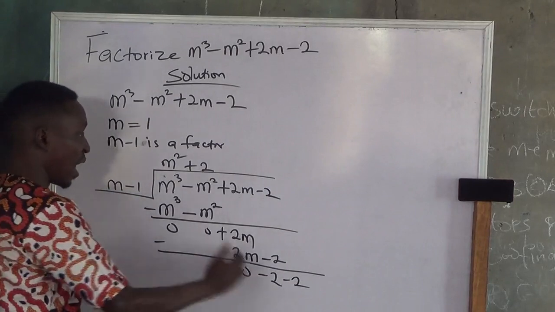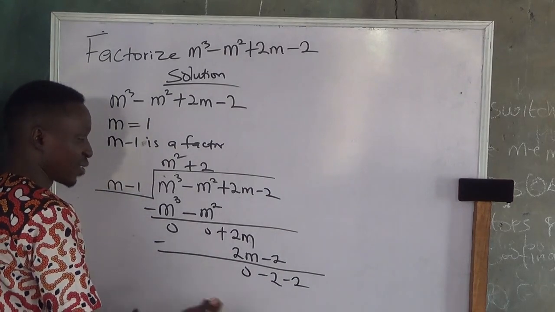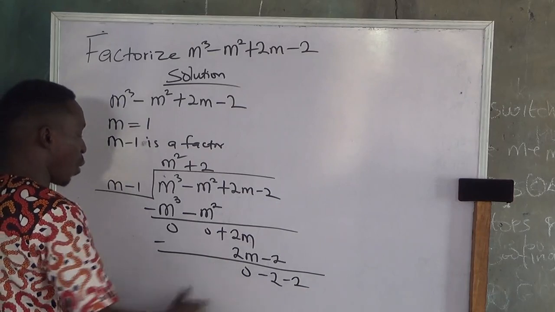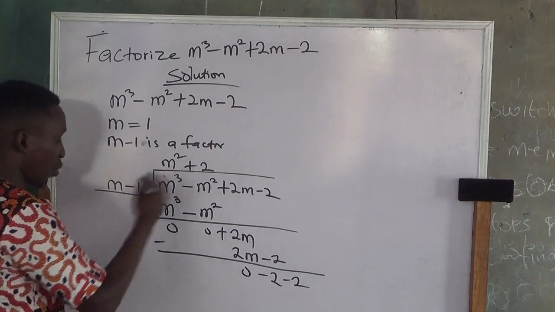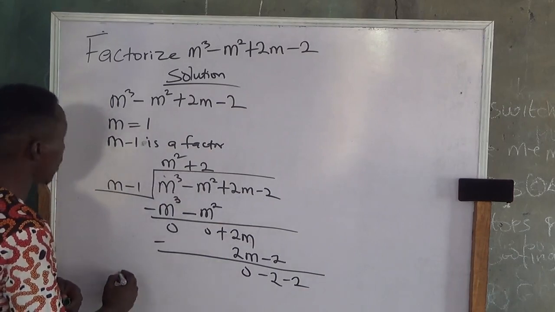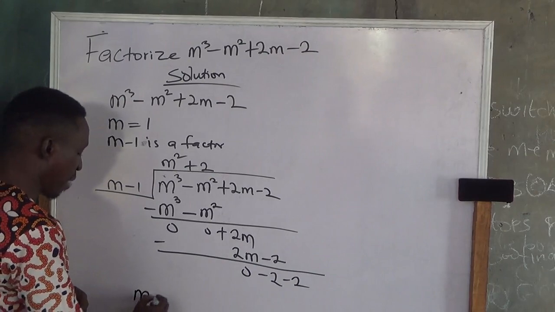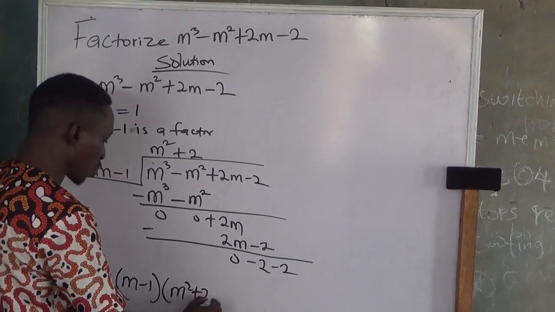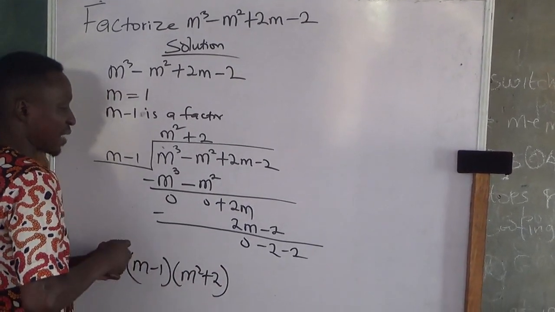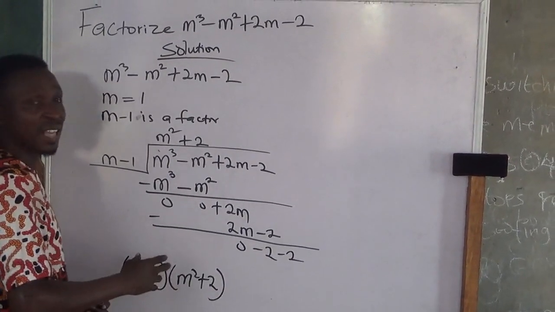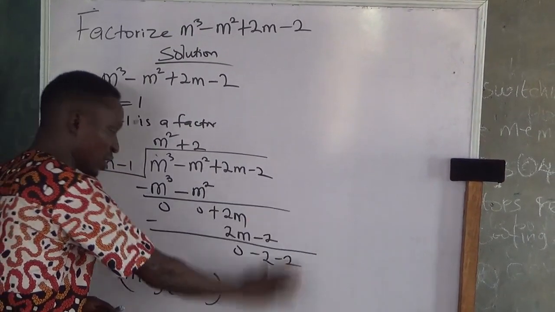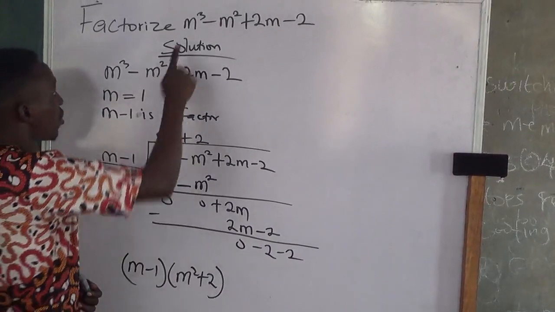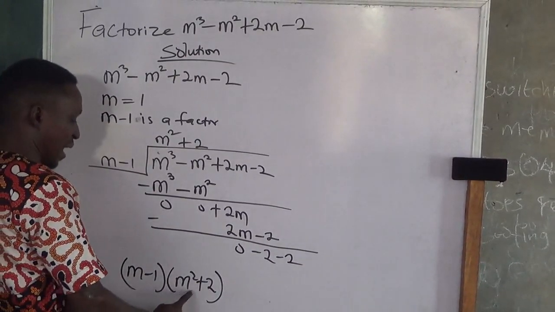Now this can no longer be further divided. You cannot say m goes in -2. There is nothing to divide here again. So this is where you are going to stop. So to factorize this expression, your answer is m minus 1, and then you have m squared plus 2. That is your answer. This is the remainder now, and this cannot be further broken down. So the factor of this expression is m minus 1 and m squared plus 2.